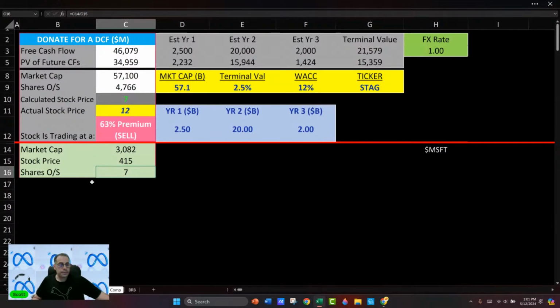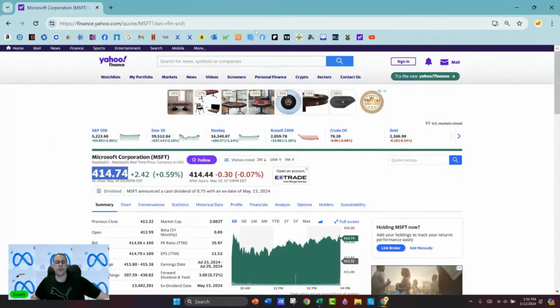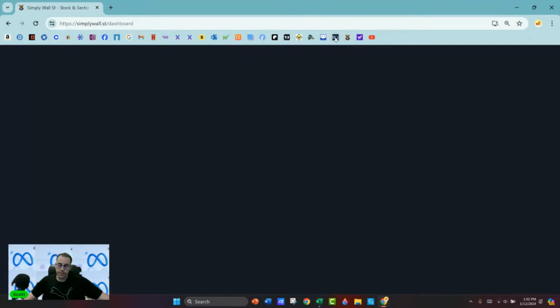And then you need some other information. Obviously you need the future cash flows. That's the whole point of a DCF: you need to project what the future cash flows will be, and then discount those back to today's dollars. Let's just put it here. And you can just use Simply Wall Street. I'm sure there are other websites.